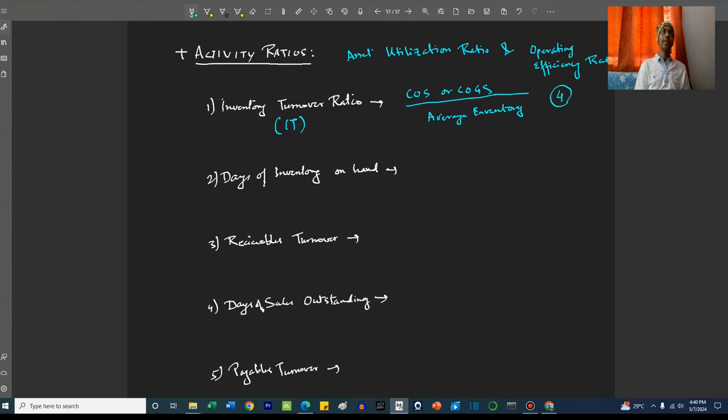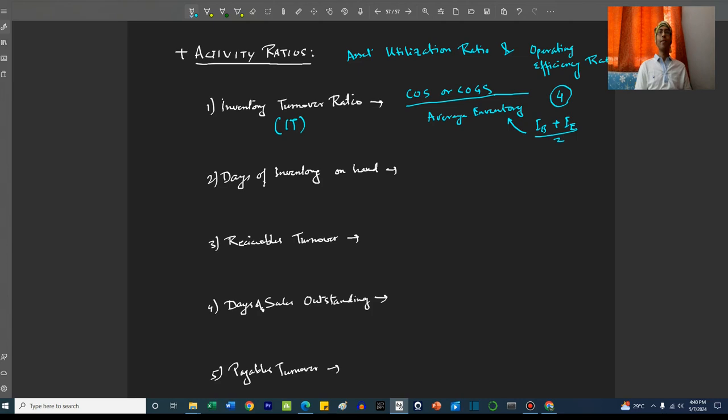This means that within a certain period, the inventory is liquidated 4 times. So let's say the period is a year and we have a cost of goods sold by average inventory giving a ratio of 4. That means the inventory was liquidated 4 times during this period. What is the definition of average inventory? It is basically the inventory at the beginning of the period plus the inventory at the end of the period divided by 2. This is the definition of average inventory.